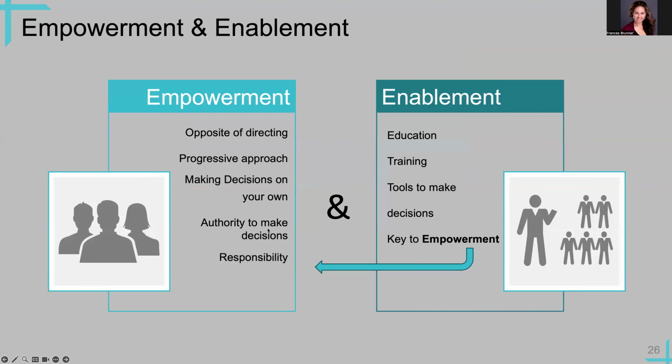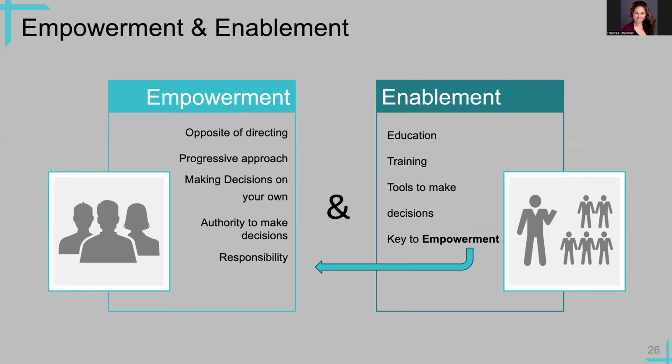So, let's talk about empowerment versus enablement. Empowerment is giving your employees authority to make decisions. It's giving them a level of responsibility over the task level and allowing them to make more decisions, have more freedom within their day-to-day jobs. Enablement refers to providing the tools necessary to empower those individuals to do their job and to do it well.